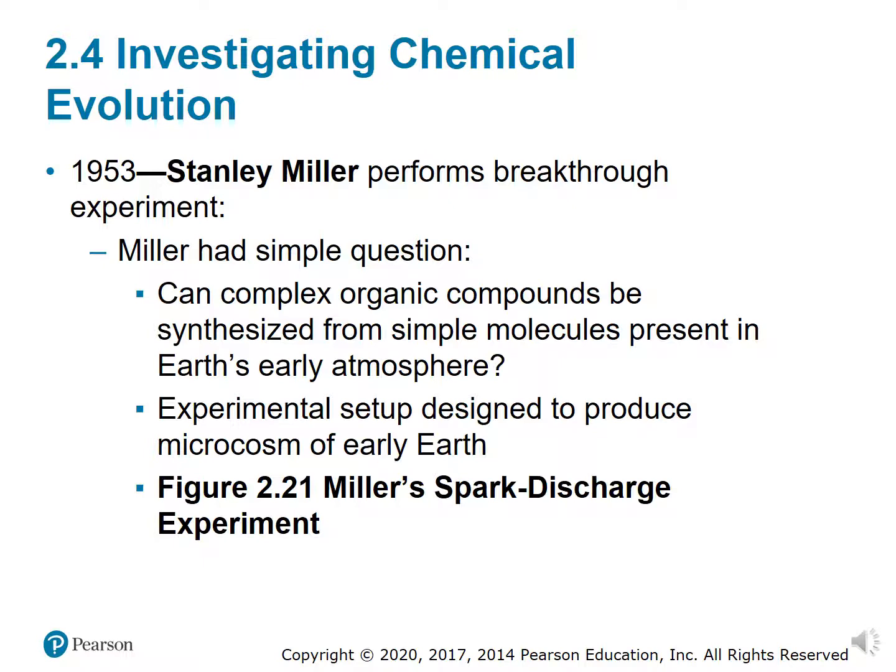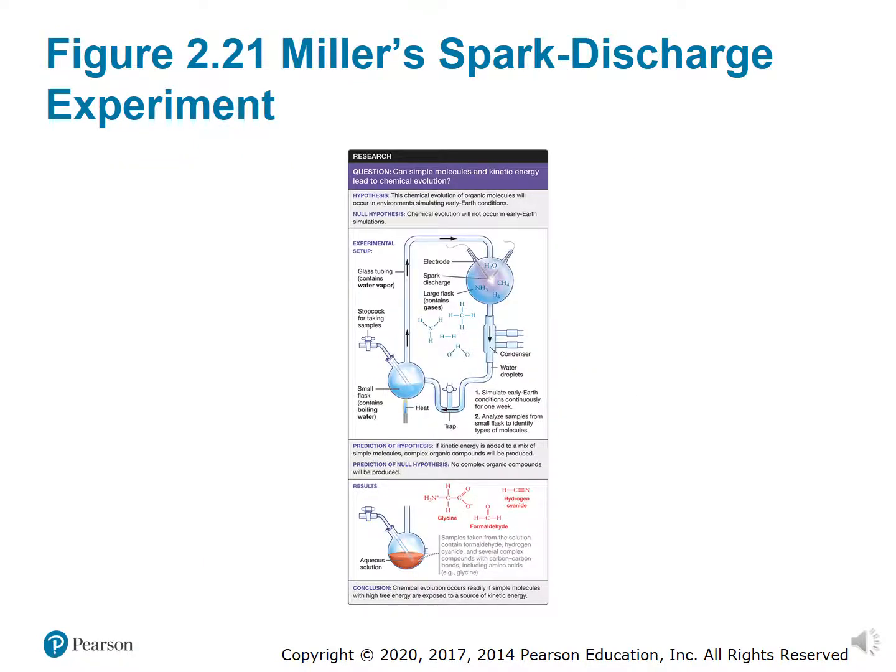In 1953, Stanley Miller and his graduate students performed a classic experiment, and they showed that complex molecules could be formed from simple molecules. In other words, showing chemical evolution. They did the classic example here. This looks like a Frankenstein. This would be an experiment in one of the old-fashioned Frankenstein movies.